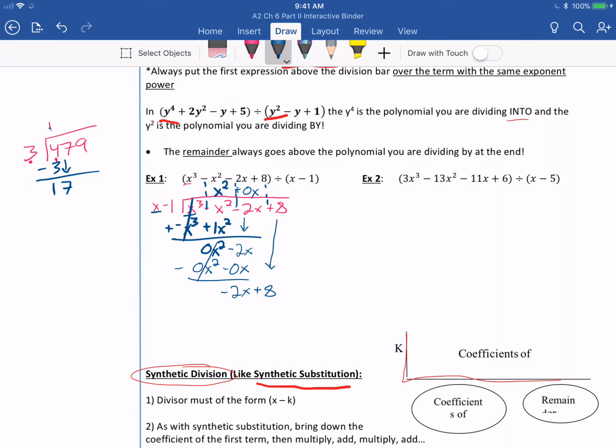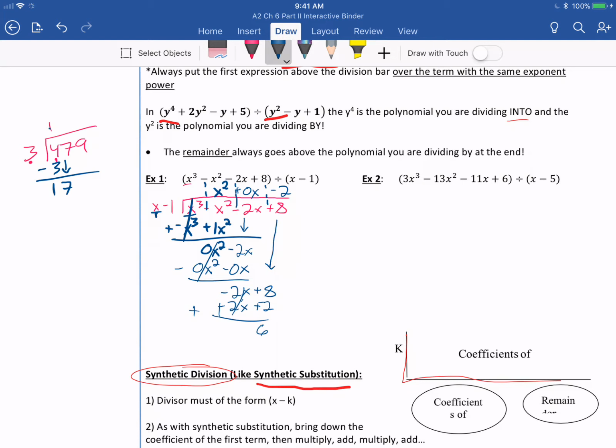So now I have to ask myself, how many times does x go into negative 2x? And I'm going to say, hey, that goes in there negative 2 times. Because if I take negative 2 times x, I get negative 2x. And if I take negative 2 times negative 1, I get positive 2. So now, if I subtract these guys straight down, I like to add the opposite of both these guys. So these guys go away, so I get 0x, and then 8 plus a negative 2 is 6.